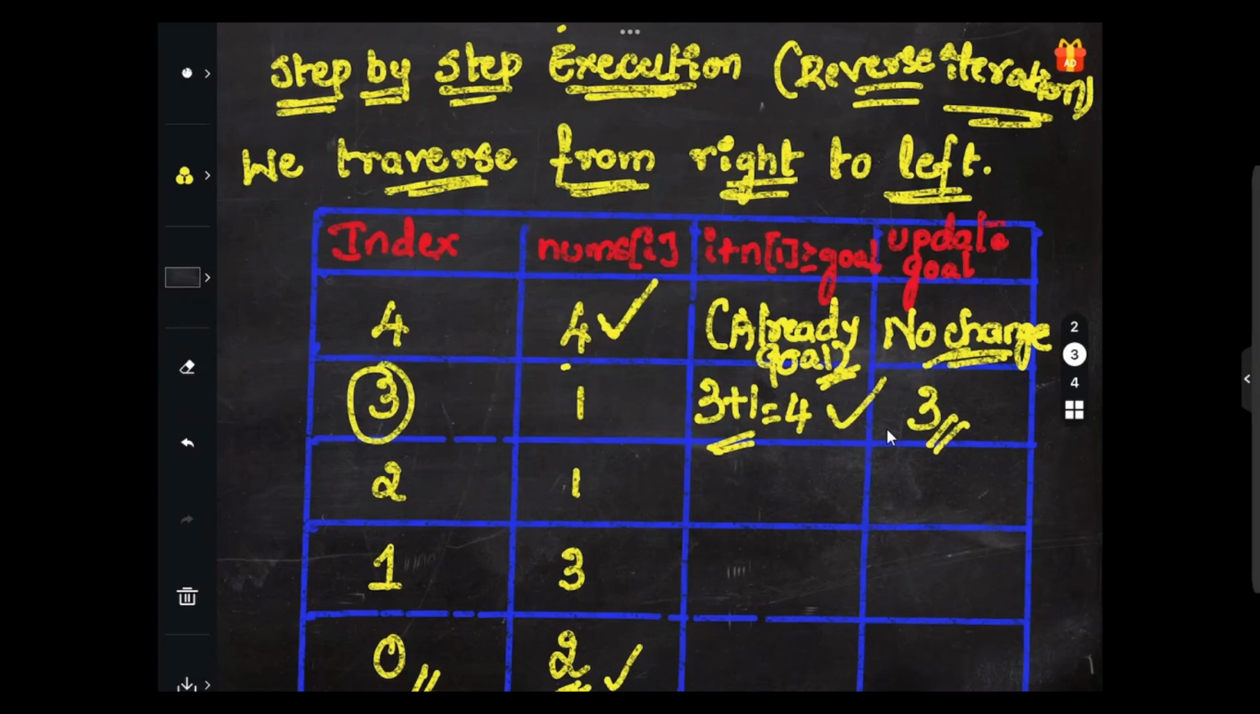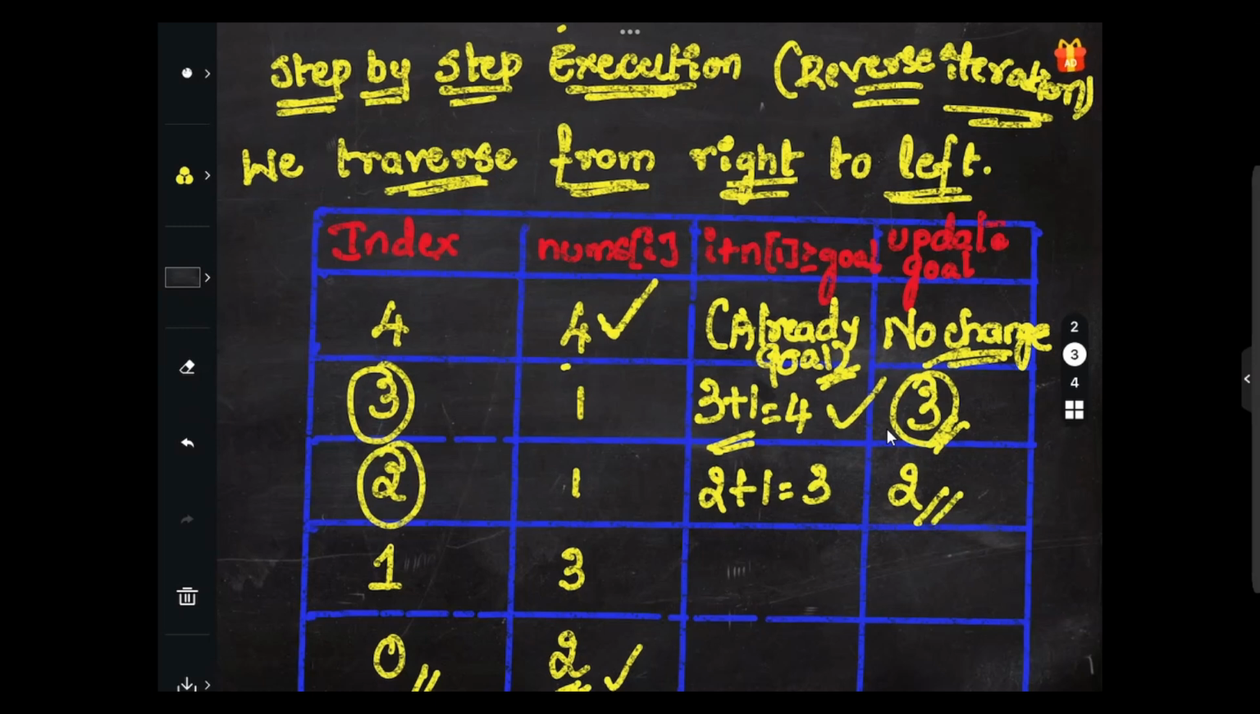Then what we will do, we will again check whether I plus nums of I is greater than or equal to goal. This one will be 2 plus 1 here, 3. 3 is greater than or equal to 3 in this case, right? So we have updated the goal here. In this case, goal is 3. 3 is equal to 3. So now we will update the goal to 2 in this case, right?